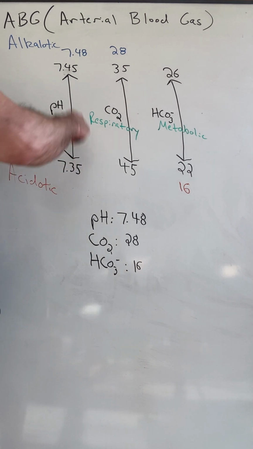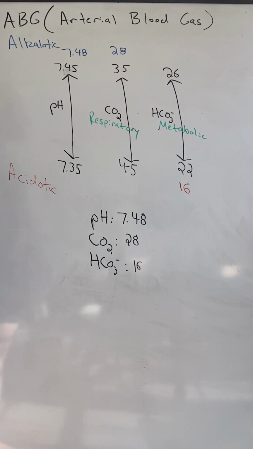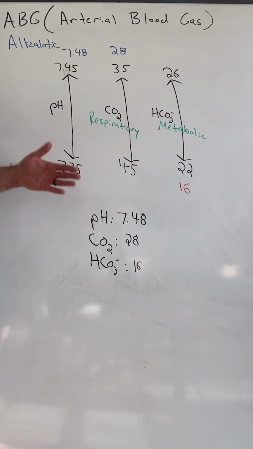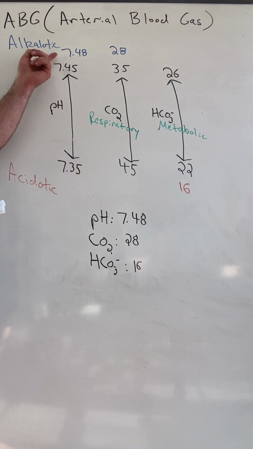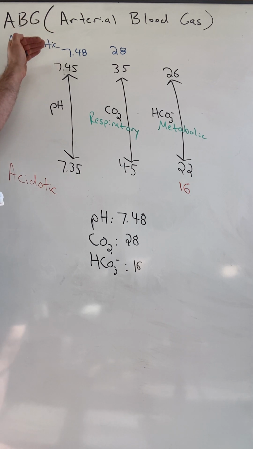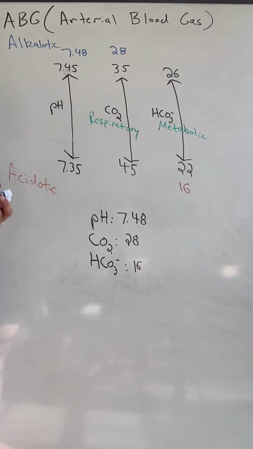We look at the other number. The other number here is bicarb, representing the metabolic pathway. Is that in range? It's out of range, in the opposite direction. It's on the acidotic side. So there is compensation to the metabolic pathway. Is that compensation partial or full? It's partial because the pH is still out of range. We haven't brought it back into normal range, so it's partial compensation. Okay, so that's another example of a partially compensated respiratory alkalosis.